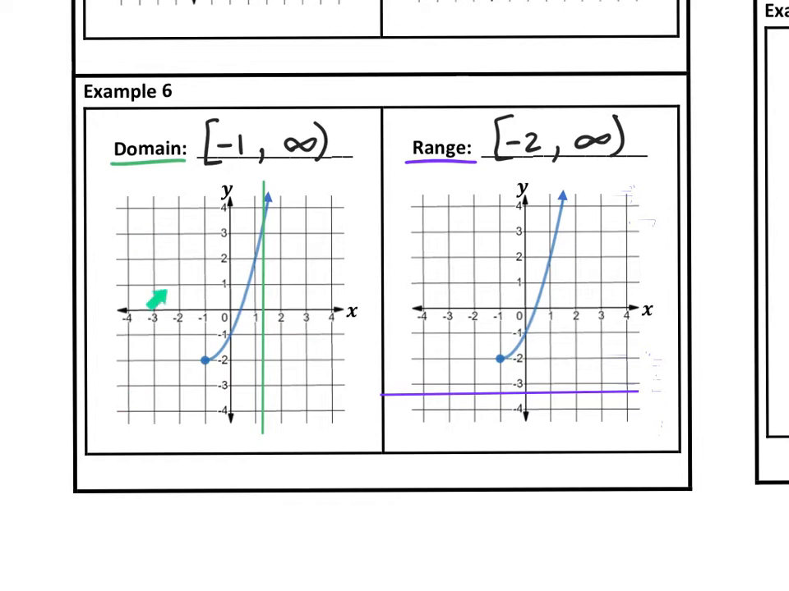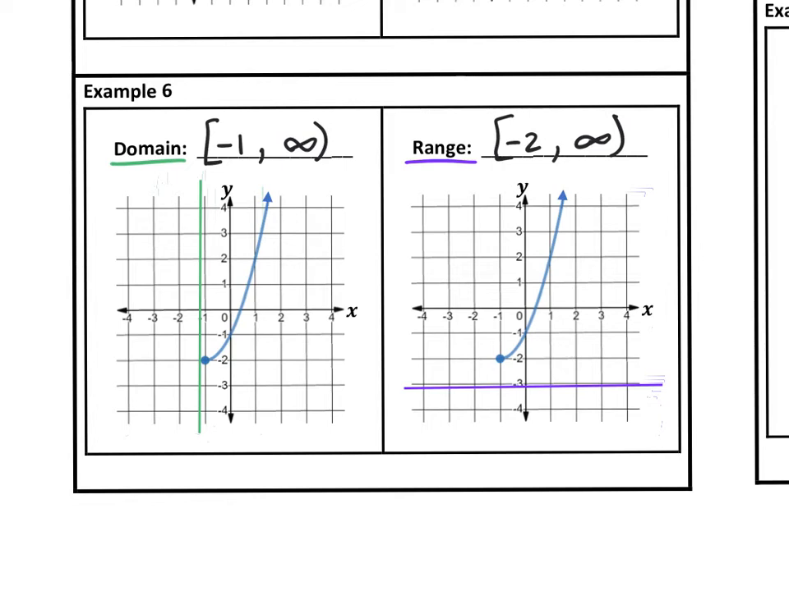right? So as I was scanning the domain, did the graph exist at -4? No. Did it exist at -3? -2? No. It started at -1. So that's where my domain starts. Let's take a look at the range. Did my graph exist at -4? No. -3? No. -2, it started, right? That was our starting point. And then as I kept going up, it went towards infinity. So these intervals are only interested in where the graph exists.